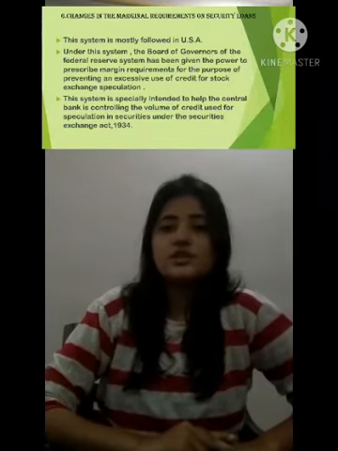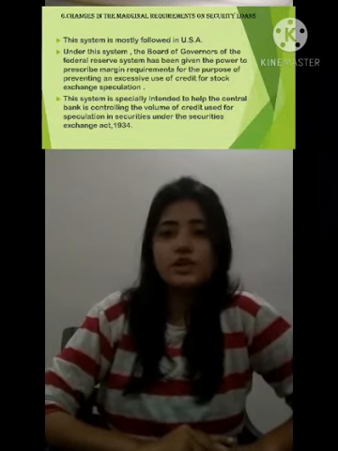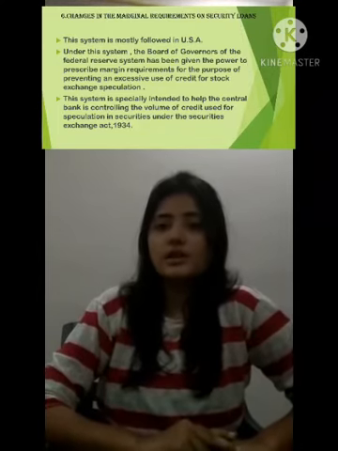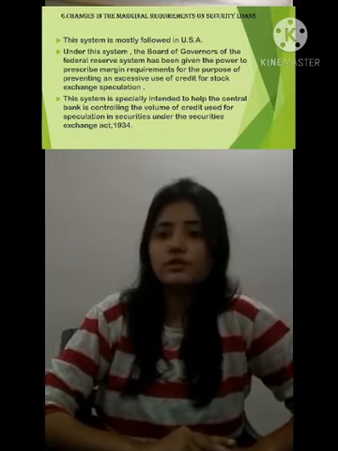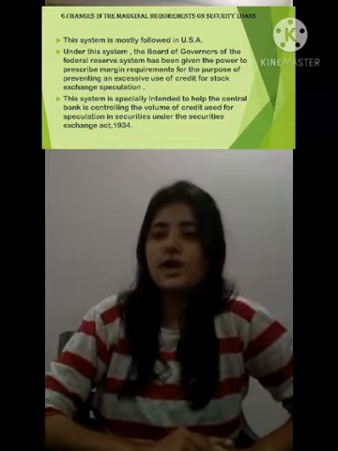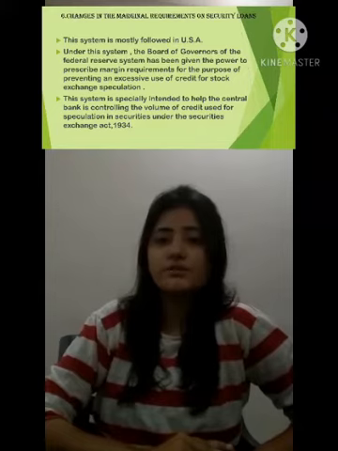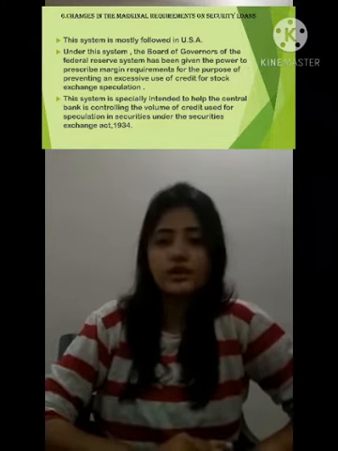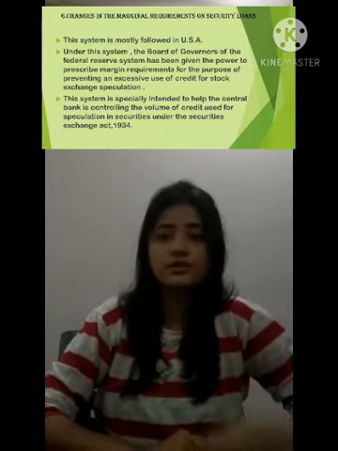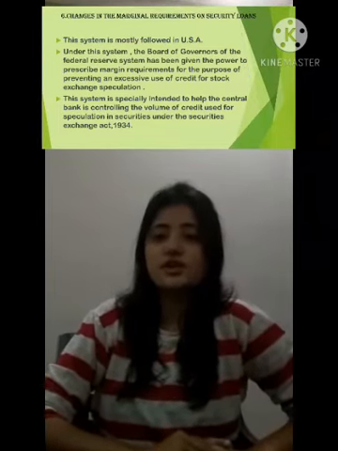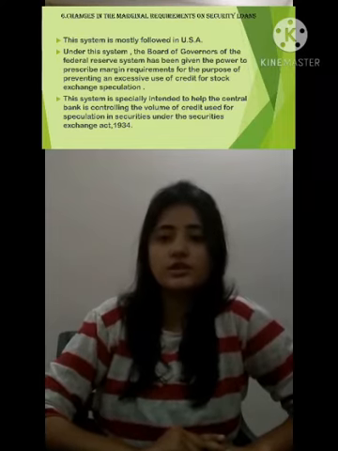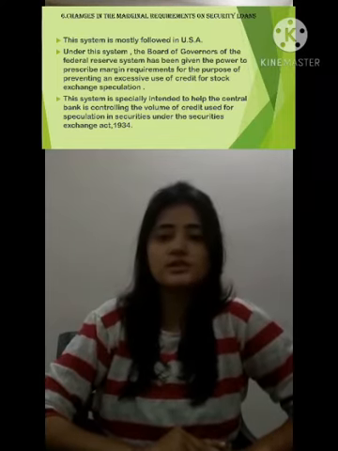Sixth, changes in the marginal requirement on security loans. This system is mostly followed in the USA. Under this system, the Board of Governors of the Federal Reserve System has been given the power to prescribe margin requirements for the purpose of preventing an excessive use of credit for stock exchange speculation. This system is specially intended to help the central bank in controlling the volume of credit used for speculation in securities under the Securities Exchange Act 1934.